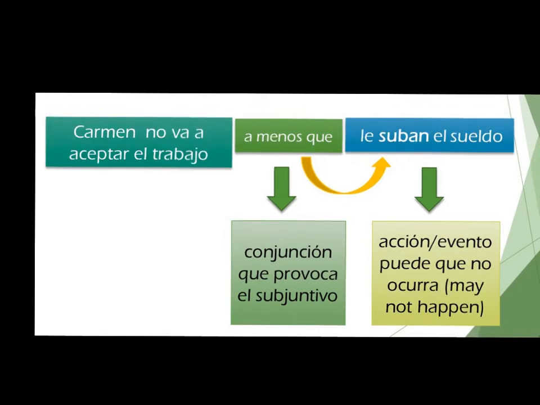Okay, here we have another example. Carmen no va a aceptar el trabajo a menos que le suban el sueldo. Okay, we have two sentences. Carmen no va a aceptar el trabajo, connected by the conjunction a menos que. And a menos que is one of those conjunctions that trigger the subjunctive. That is why we conjugate subir in the subjunctive. Suban. Okay?